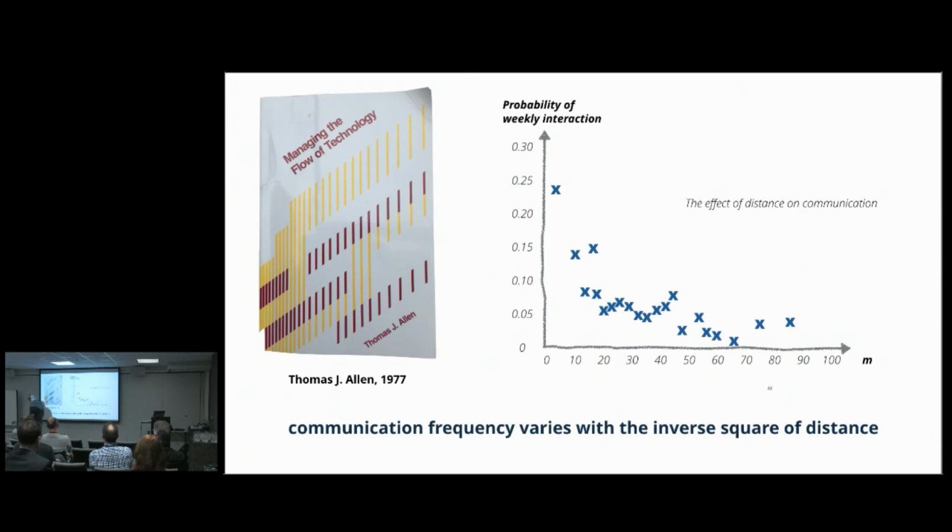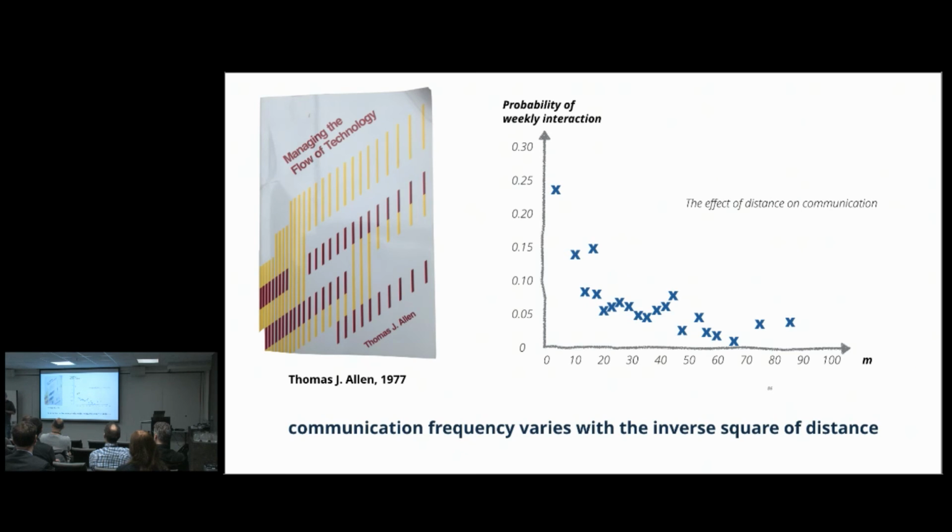And the effect is pretty amazing. So after about 8 meters, the chance that you're actually going to have a serendipitous conversation with a colleague is vanishingly small on a weekly basis. Right? So what this means is, if you don't like someone, sit them a long way away from you. But if you want people to talk, if you want people to communicate, this is the bandwidth thing again, sit them close together. And potentially have them work on the same things.